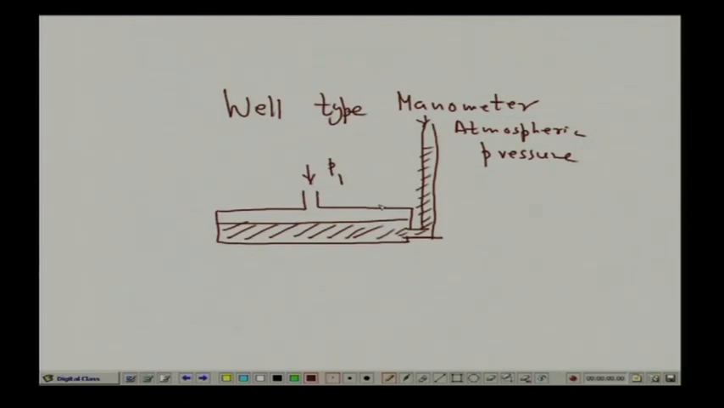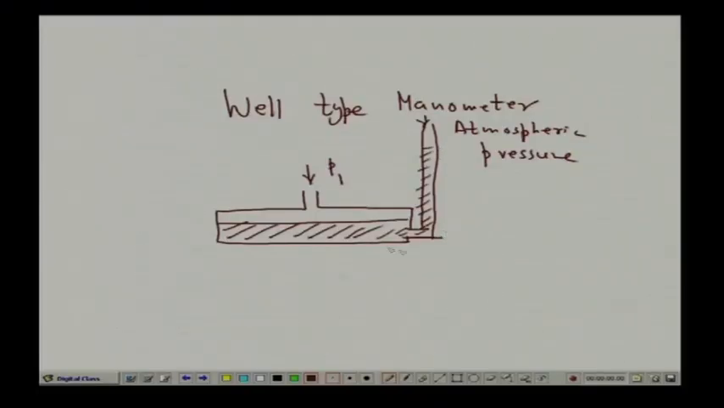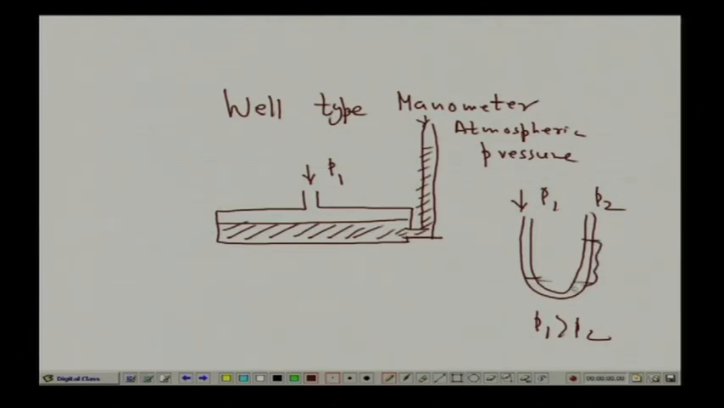Now, the advantage of the well type manometer, or cistern manometer, is that I have to measure the height only in this column, not here. The reason is this area is so large. In the U tube manometer, if P 1 is greater than P 2, the liquid in this column will go down and this will go up, is it not? So, I have to measure both columns, and sometimes it is very difficult: you have to measure this point and this point from some reference level, only then will I get the height.